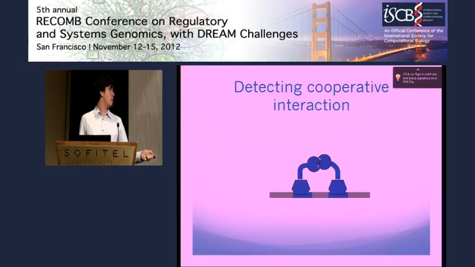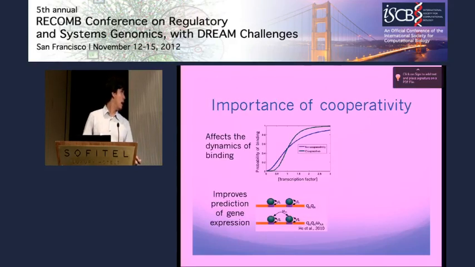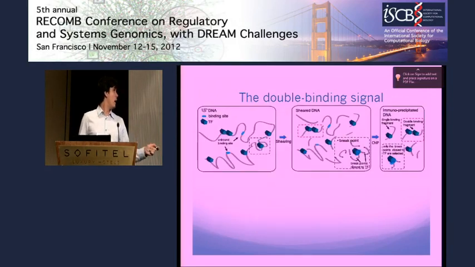Now, let's talk about the case of cooperative interaction. The importance of cooperative interaction is that it affects the dynamics of binding. When you don't have cooperative interaction, the probability of binding goes smoothly with the transcription factor concentration. And when you have cooperative interaction, you can have a transition close to a two-state one. And also, when you consider cooperative interaction, it has been shown to improve models that predict gene expression. So the information to detect cooperative interaction is represented by this pink box in this figure.